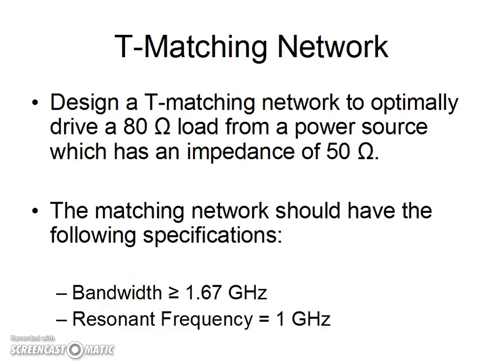Today we shall be going through together the design of a T-matching network specifically targeted to optimally drive a 90 ohm load from a power source which has a source impedance of 50 ohms. In addition, the matching network should abide to the following specifications. Mainly a bandwidth larger than 1.67 GHz and a resonant frequency of around 1 GHz.